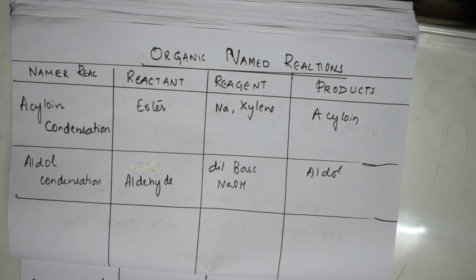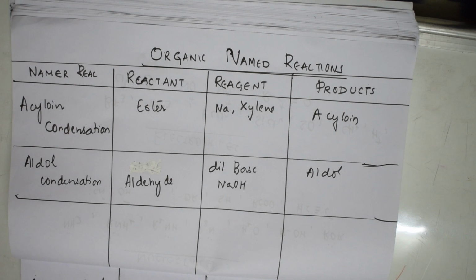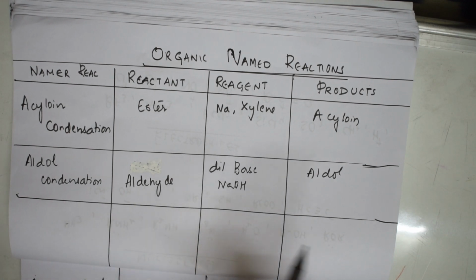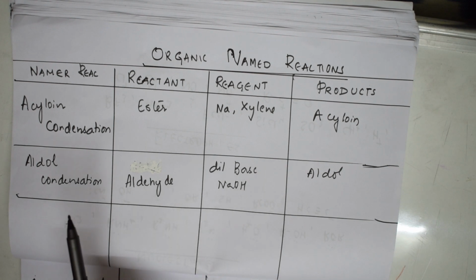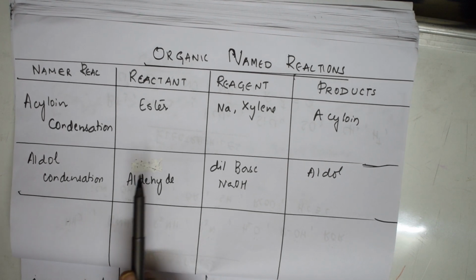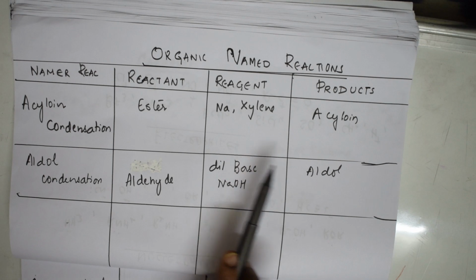Normally name reactions, ma'am, very difficult. So what did I do? I have divided all the name reactions, almost 100 plus name reactions, into 4 different tables. What is that? This is your name reaction, name of it, reactant, reagent, product.